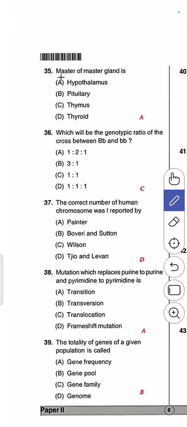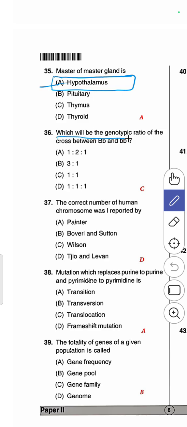Next question, 35th. Master of master gland is, as you all know, master gland is pituitary. So the master of master gland will be the hypothalamus. Hypothalamus is considered as the master of master gland. So A is the right answer for this question.